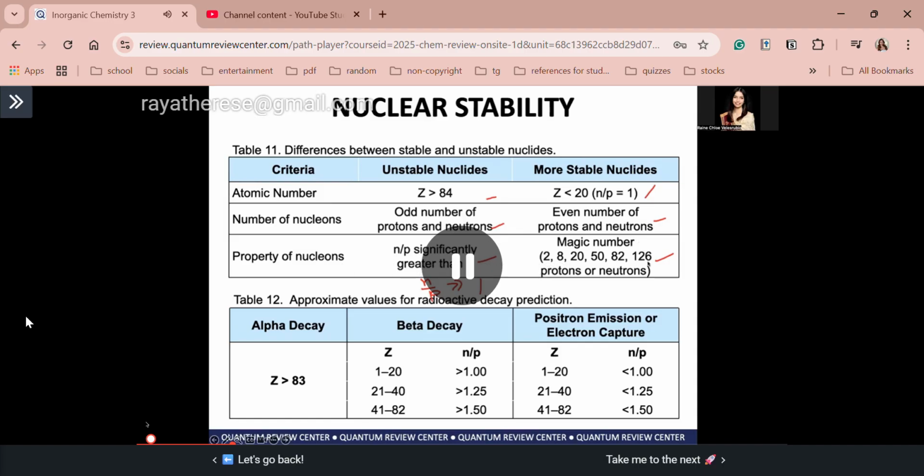Second, more stable nuclides have an even number of protons and neutrons. Lastly, more stable nuclides can contain magic numbers. So, hindi ito requirement ha. Basta kung may magic number yung nuclide, then that means stable siya. Okay? So, the magic numbers include 2, 8, 20, 50, 82, 126 protons or neutrons.